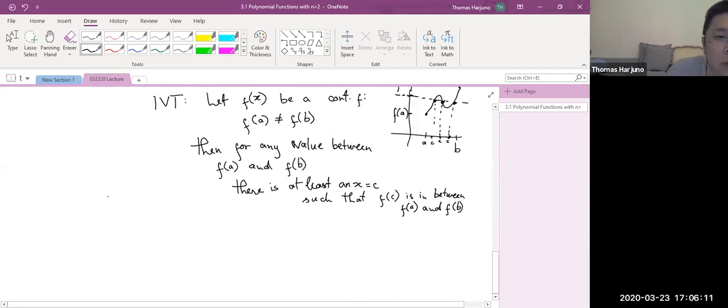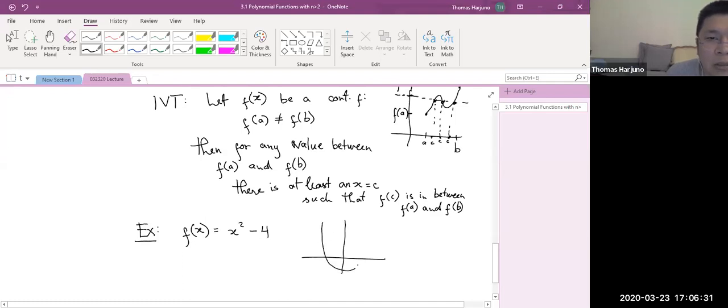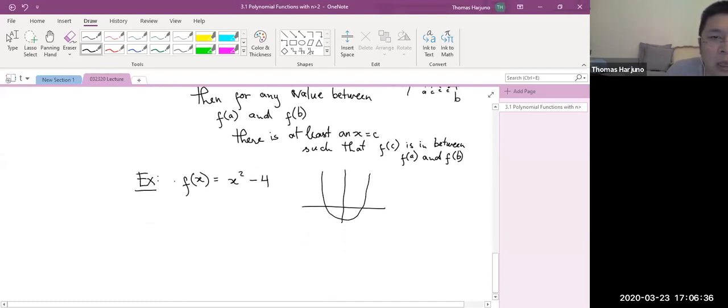Let's do a concrete example. I have f(x) equals x squared minus 4. We know the graph looks like this. Now you tell me what x values you want to deal with. Let's say x equals 0 and x equals 4. Maybe I use 5. x equals 5.